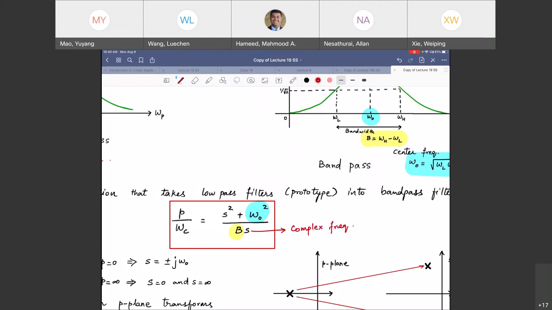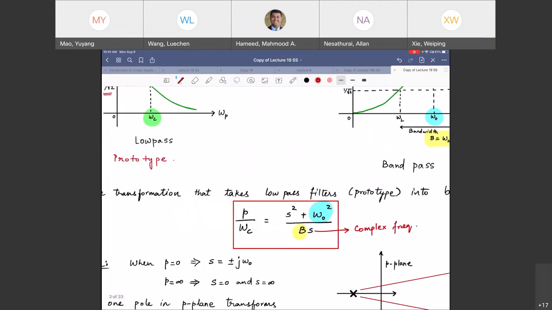But now there are two complex frequency variables. One is for the low pass filter, one is for the band pass filter. So we need to differentiate that. So instead of using S for the low pass filter, I will use P. P is S for the low pass filter. So think of P as the complex variable, but you're using that for the low pass filter. P standing for prototype.